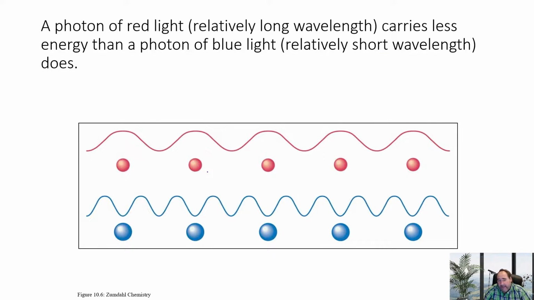Here's an example of that. This is looking at the color red versus the color blue. Here we see red once again has a much longer wavelength in comparison to blue. So what we see is, for example, red would be lower in energy than blue.